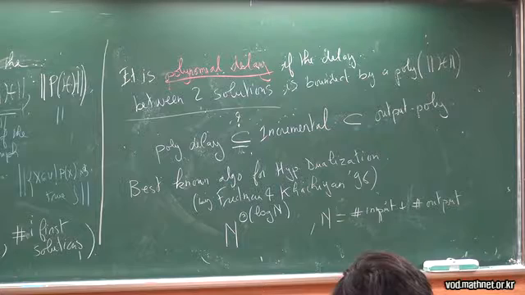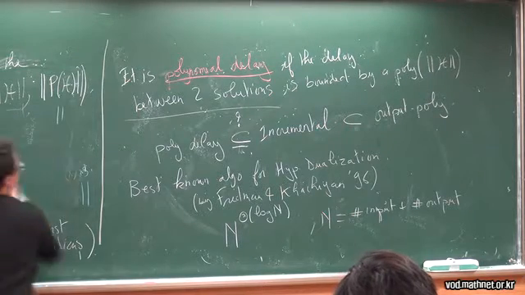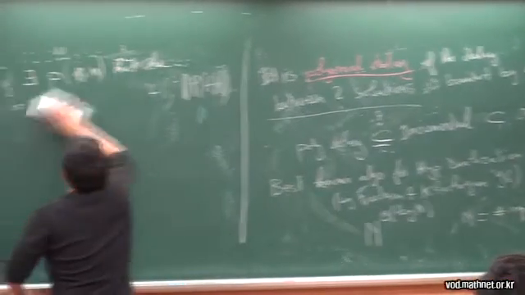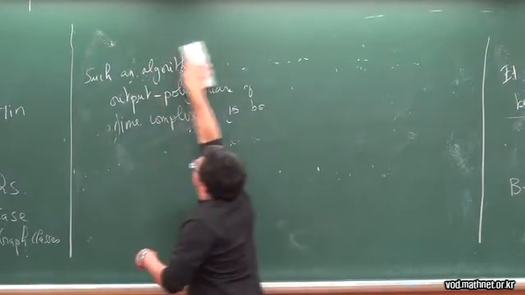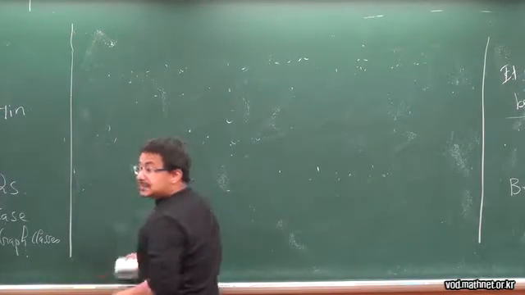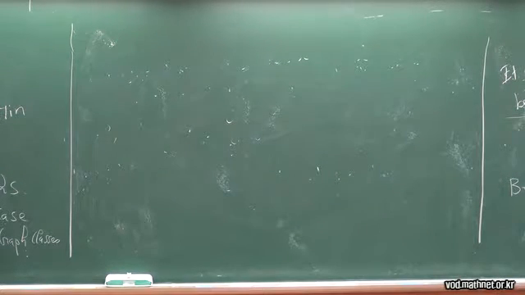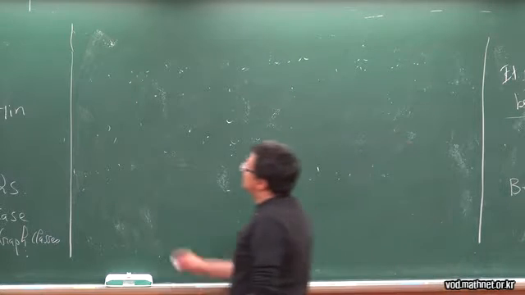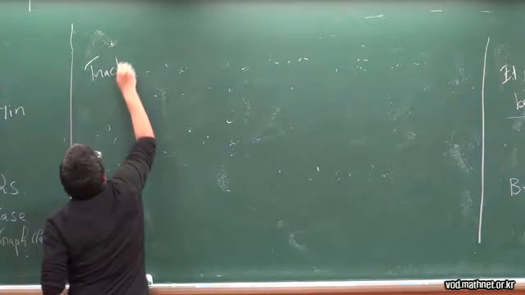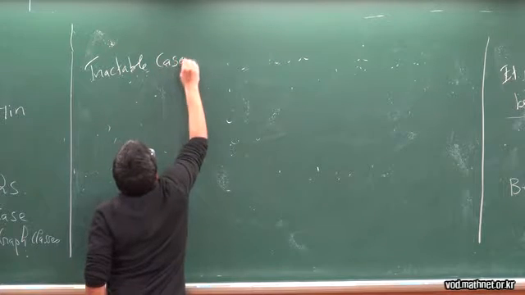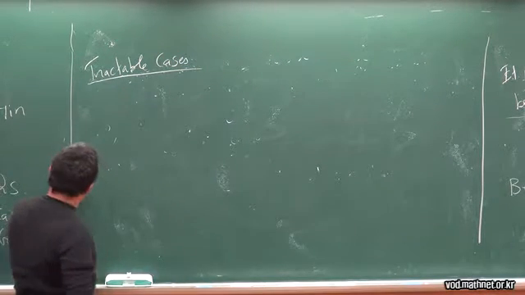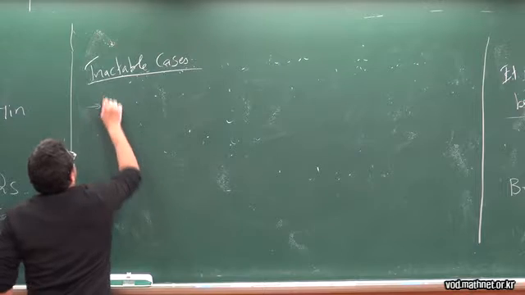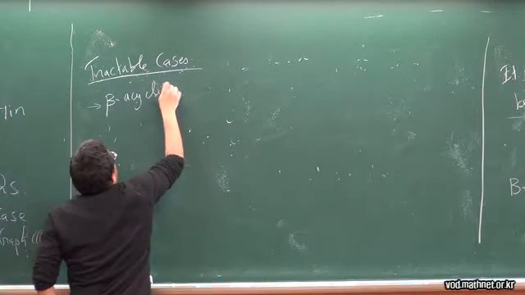But there are classes of hypergraphs where people know efficient algorithms. Is n the number of inputs? I mean, it's the size of the input plus the size of the output. So, examples of tractable cases: beta acyclic hypergraphs.